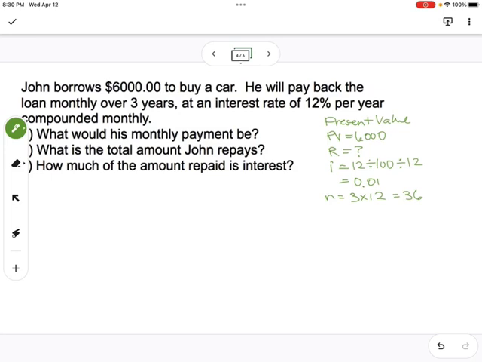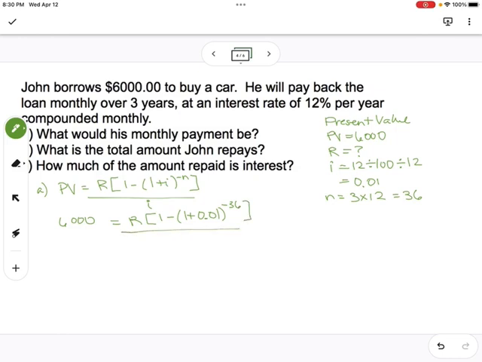Okay, so for A, we want to know our monthly payment. We're going to use the present value formula. Present value is R times 1 minus 1 plus i to the negative n, over i. Our present value is 6,000. Our R we are finding out, 1 minus 1 plus 0.01 to exponent negative 36, over 0.01.